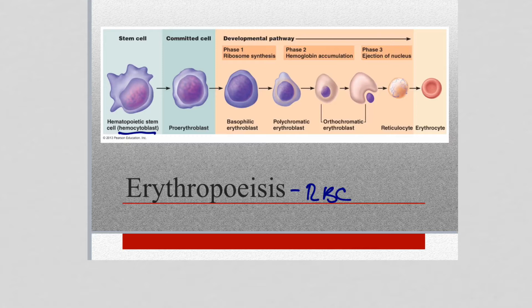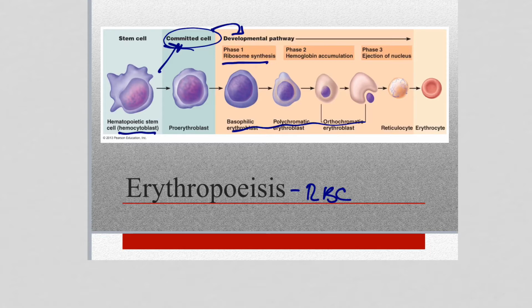So the hemocytoblast is going to receive a chemical signal, and we'll talk about what that is in a little bit. And once it receives this signal, it's going to become what we call a committed cell. And a committed cell is just that. It's committed to becoming an erythrocyte. It cannot change its mind. So this committed cell is then going to enter into this developmental pathway. I don't really care that you know the names, know basically what happens.